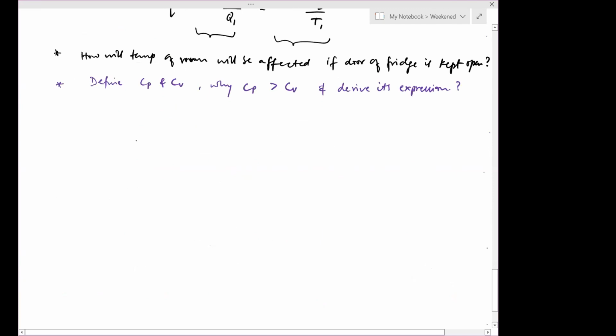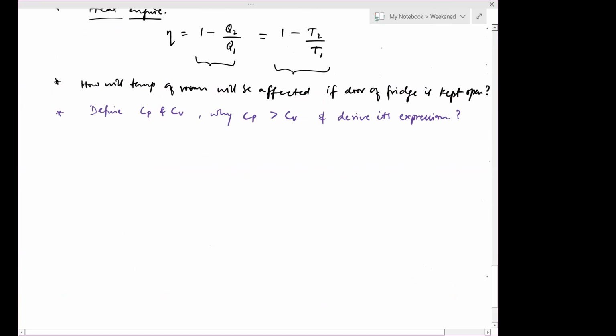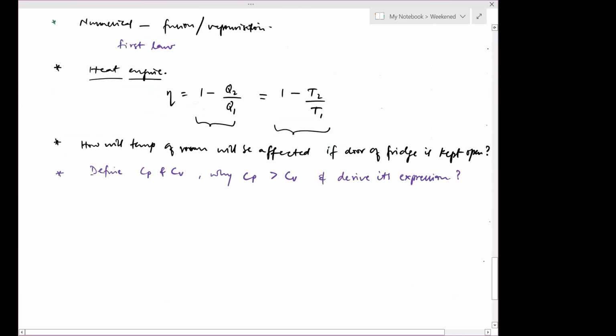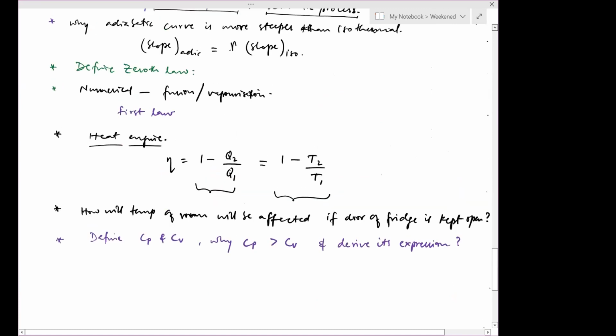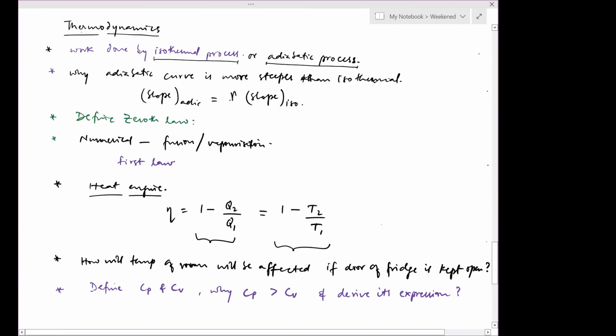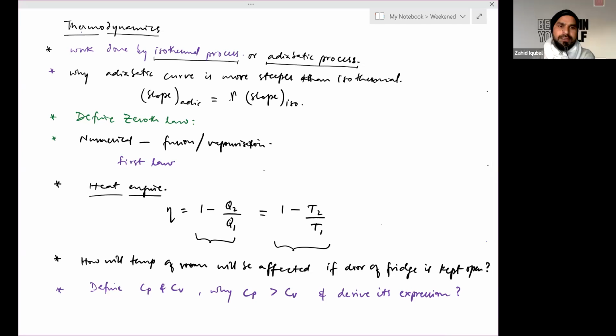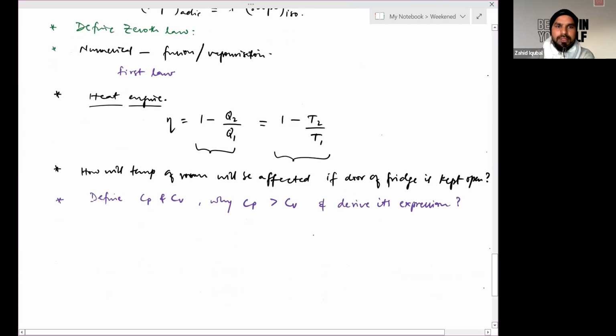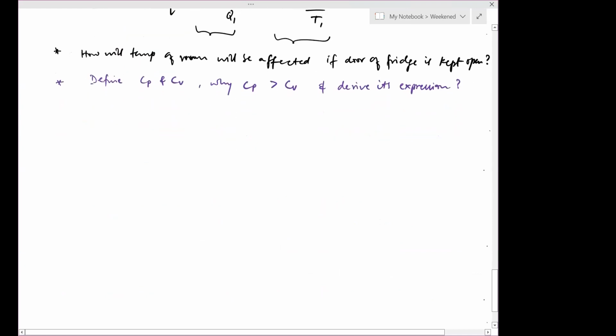Sir, under reversible and irreversible topic, isn't there any question? No, no. Okay. I think this is all about this entire chapter, that is thermodynamics. Any more thing you have to ask from this part? Thermodynamics? No. Saifullah? No, sir. Okay.